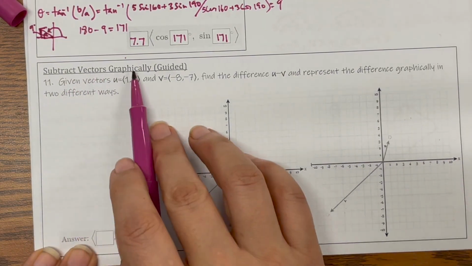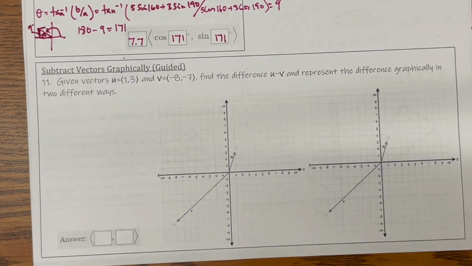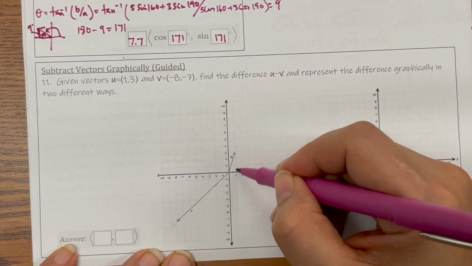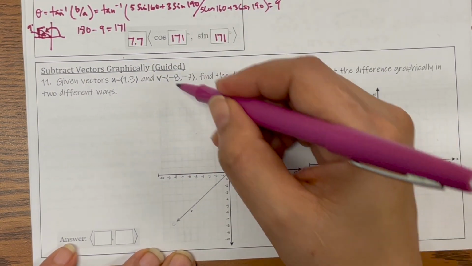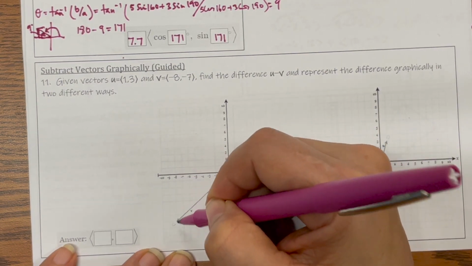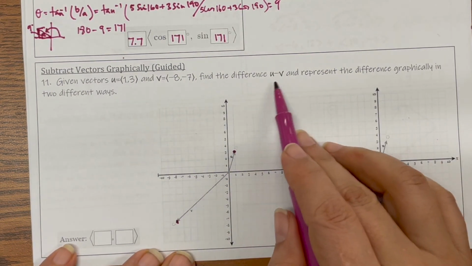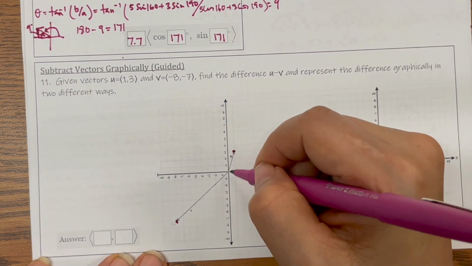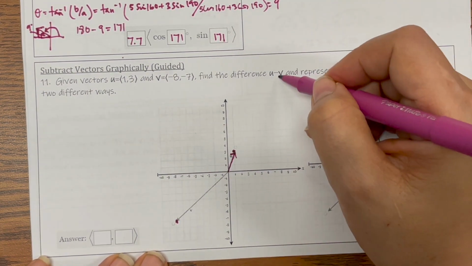All right, subtracting vectors graphically, and I really should have put this in the front, but it's okay. So given these two vectors, so 1, 3, that's u. Negative 8, negative 7, that's v. Find the difference, u minus v. So again, we've done this prior, so you start off with u. So there's my u, minus v.